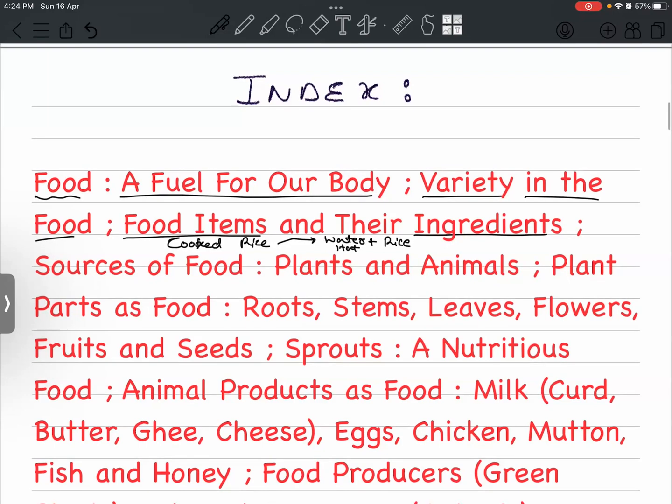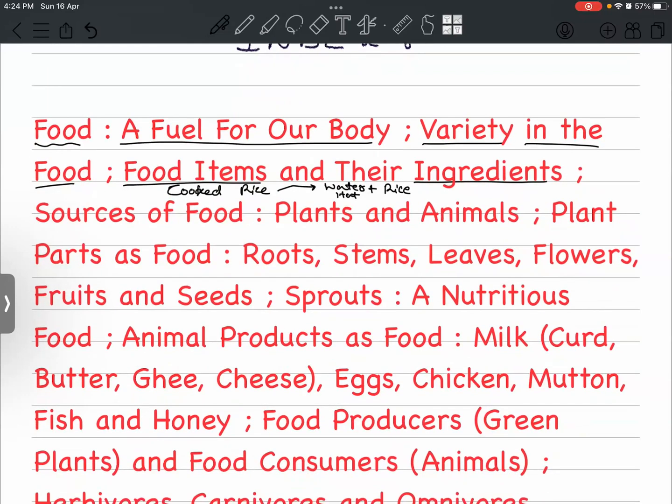So different foods have got different ingredients in them, and we will discuss that also. Now the most important thing: what is the source of food? Where do we obtain food from? We obtain food from plants and animals also. Because from animals we eat meat. Exactly. The animals are basically divided into three types: herbivores, omnivores, and carnivores.